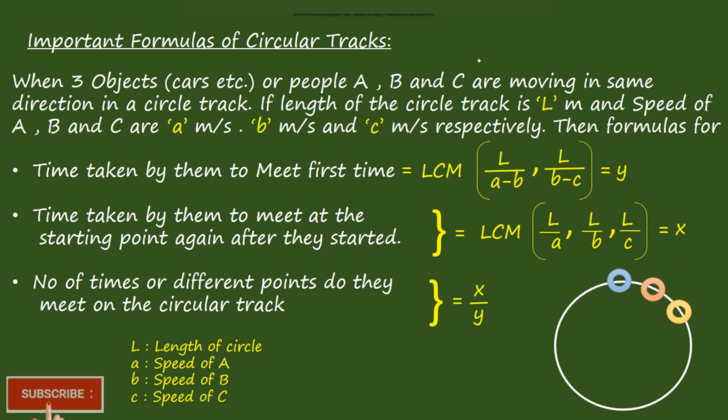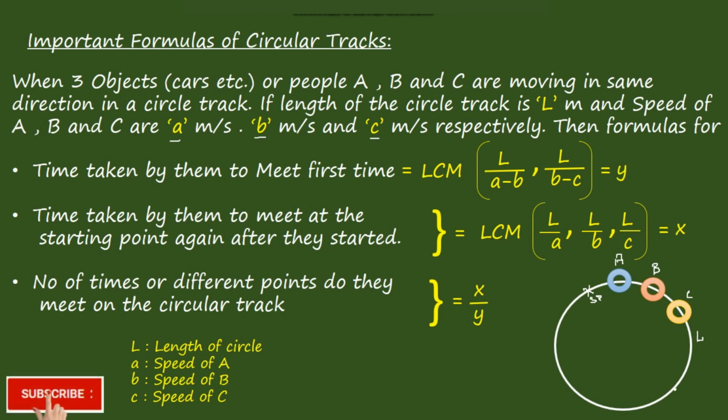In a circular track, we'll consider three objects A, B and C moving from a starting point together. They move in a circular track of length L, at speeds of A meters per second, B meters per second, and C meters per second. The first formula is the time taken by them to meet the first time.